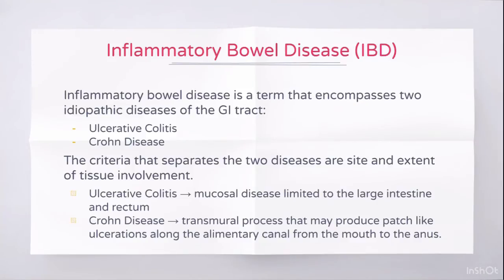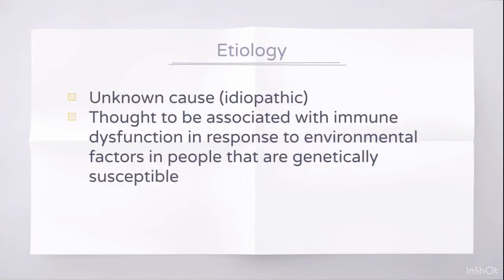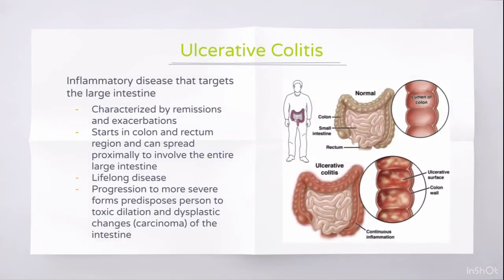For ulcerative colitis, it is a mucosal disease that is limited to the large intestine and the rectum. And for Crohn's disease, it is a transmural process that may produce patch-like ulcerations along the alimentary canal from the mouth to the anus. As for etiology, like I said before, it is idiopathic, which means that it is of unknown cause, but it is thought to be associated with immune dysfunction in response to environmental factors in people that are genetically susceptible.